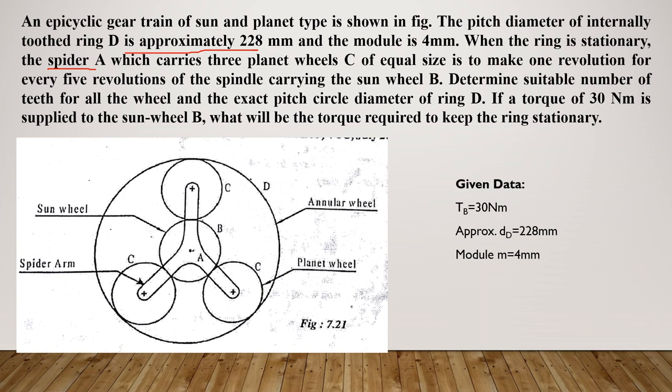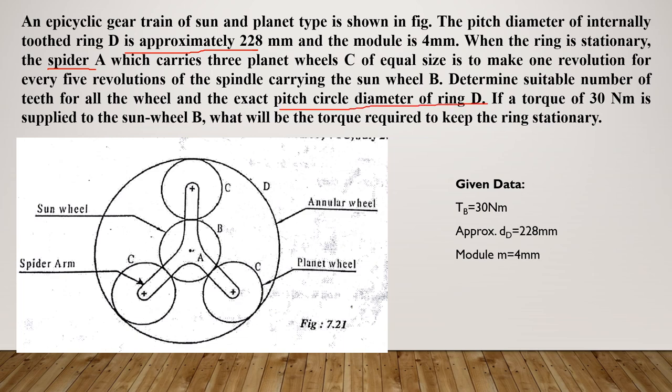which make one revolution for every 5 revolutions of the spindle carrying the sun wheel. B is at the center. So see the statement, this is required to solve later. So C makes one revolution for every 5 revolutions of the gear B. That is the meaning of this statement. Now determine the suitable number of teeth for all the wheels and exact pitch circle diameter. In the question they have given approximate, so we have to calculate the exact pitch circle diameter of gear D.